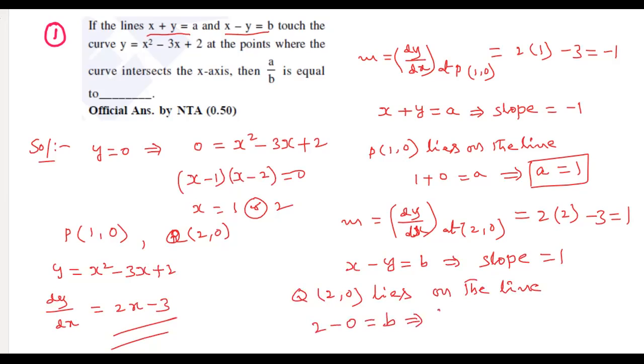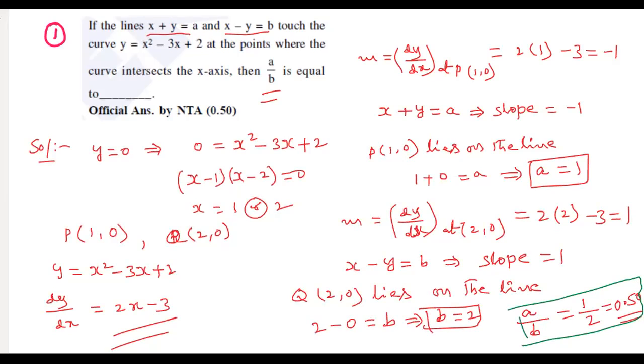Now substitute in the line equation: 2 minus 0 is equal to b. Finally, what is the b value? B value is 2. But in the question, what they are asking is a divided by b. A value we got is 1, b value is 2. 1 by 2 means 0.5. So write that answer: 0.50. This is the answer. The official NTA answer is also the same. So this is an easy question.